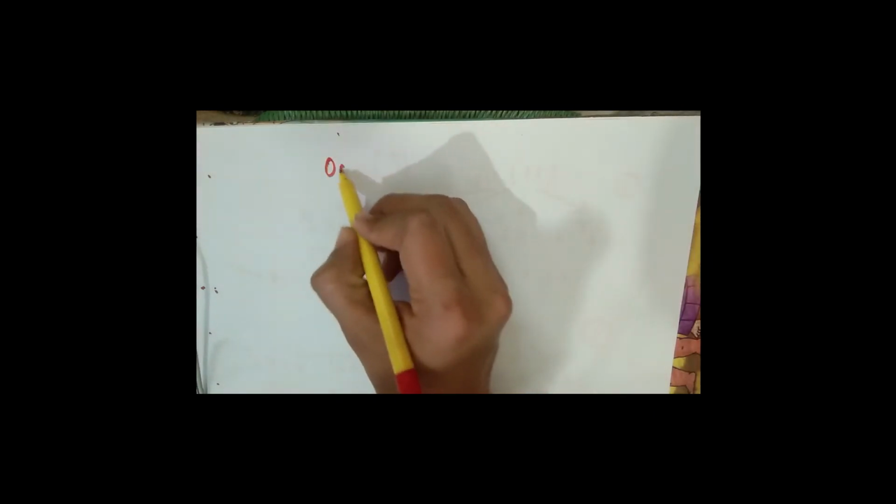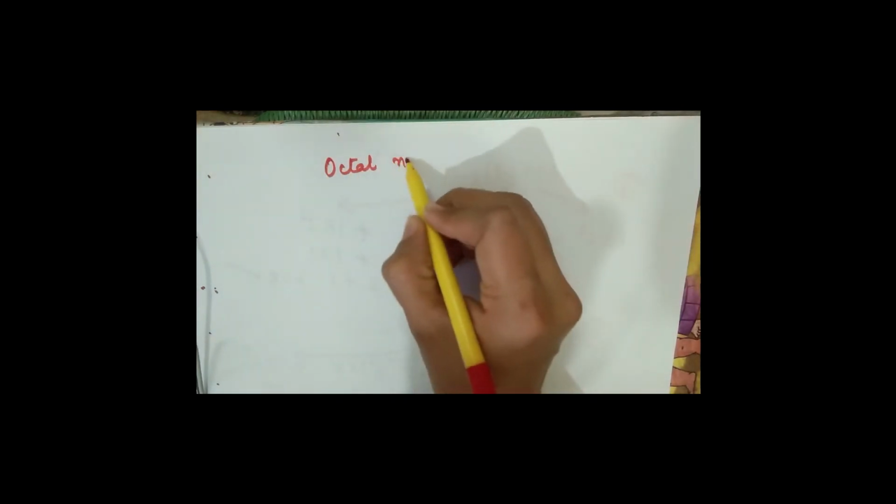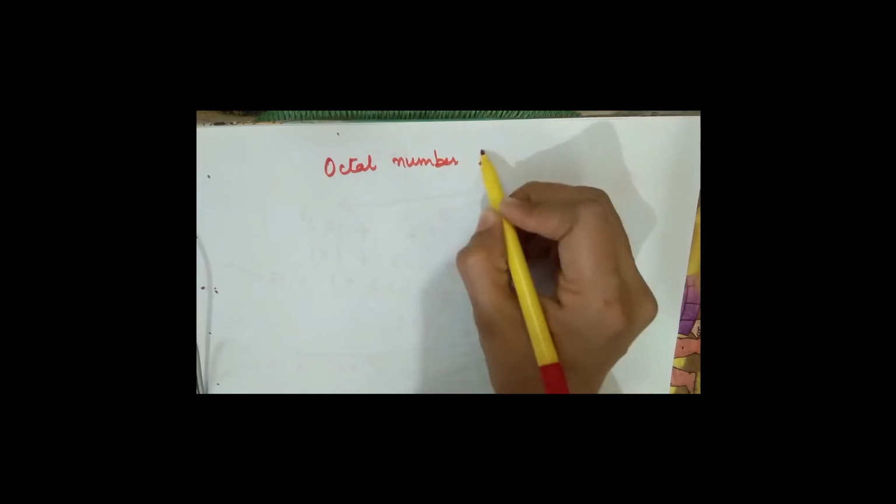Today's topic is conversion of octal number to decimal number. The procedure of octal to decimal conversion is similar to binary to decimal conversion, except for the change of base. Now, let's see. Suppose I'm going to take an example here.